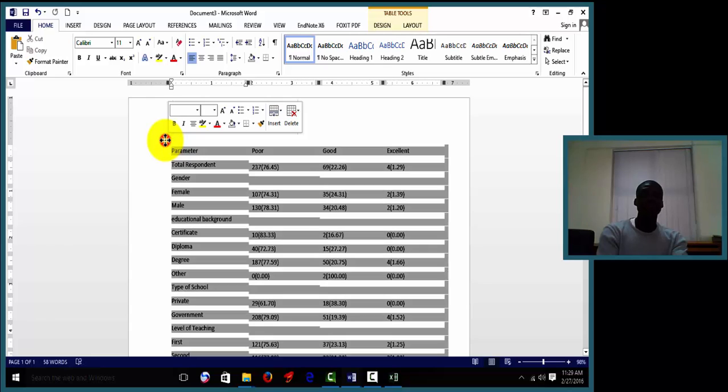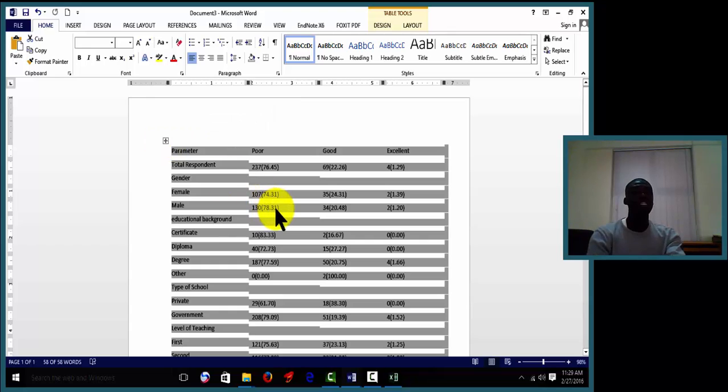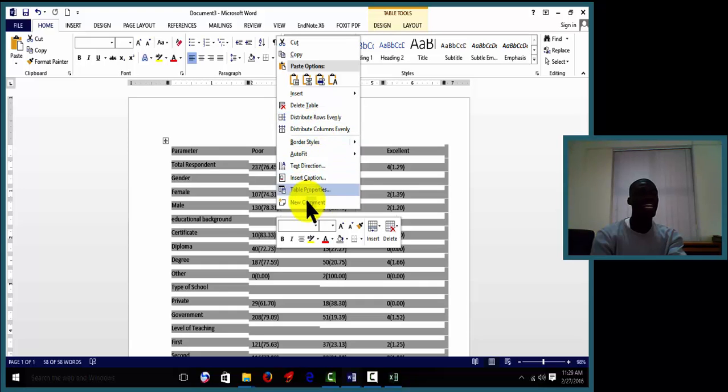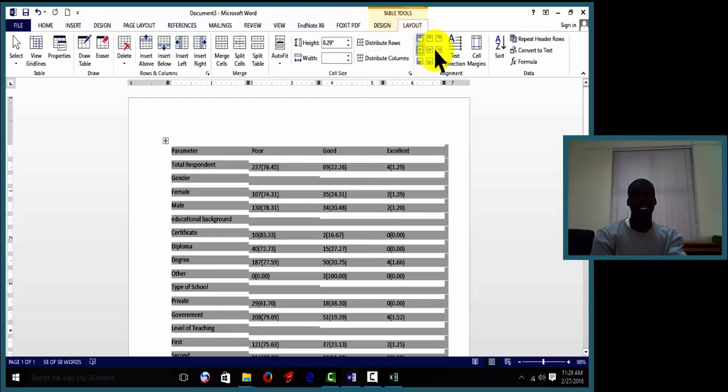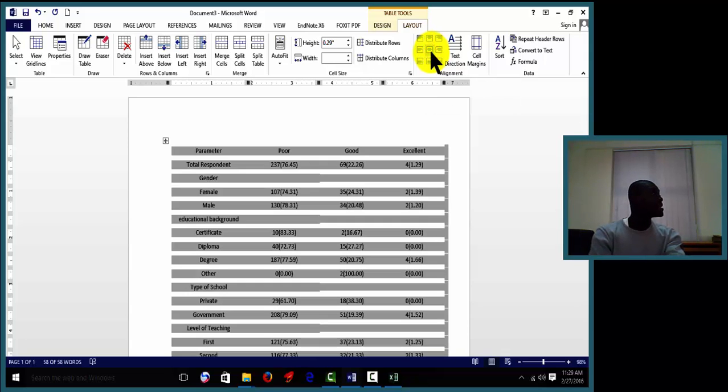Now you click on this one, and you realize that the arrangements are not the same. If you are using a lower version than mine, you right click inside, and within these options you find cell alignments. But if you are using a version like mine, you go to Layout, and the cell alignment is here. You want to align them to center. As soon as I click on align center, the cells come into form. Now they are aligned.